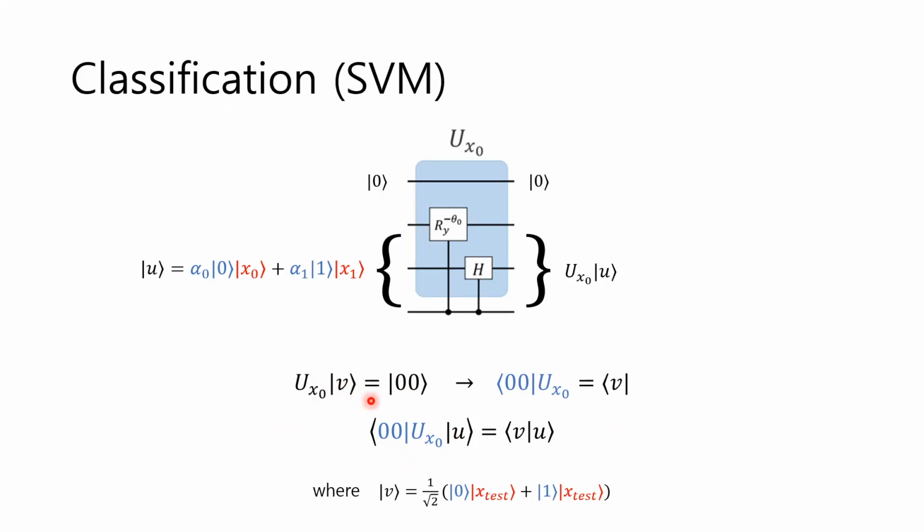You have seen this equation form first, but the point is the goal of this circuit is making this state. You will see these two equations are equivalent, because if you multiply U x0 dagger on both sides of these equations and take the adjoint of these equations, it will give you this.